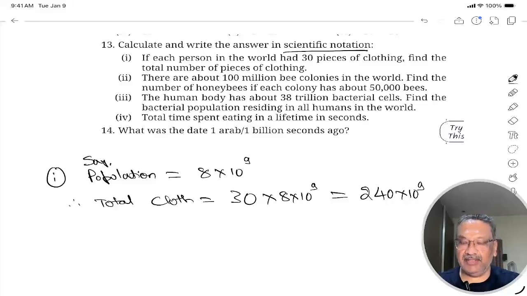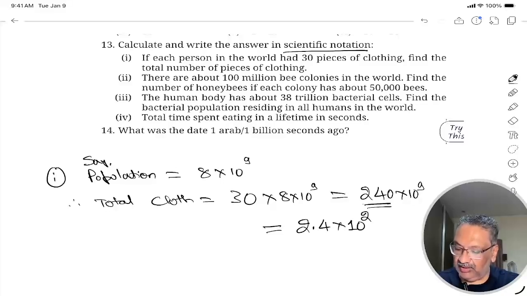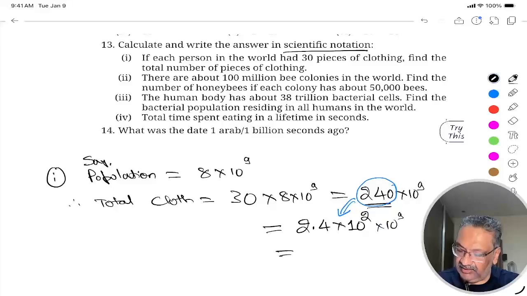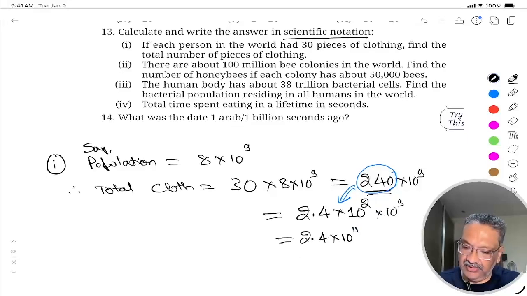Scientific notation ಅಲ್ಲಿ ಬರೀಬೇಕಂದ್ರೆ ಏನು ಮಾಡಬೇಕು ನಾವು ಇದನ್ನ? 240ನ we have to convert it as 2.4 into 10 to the power of 2 ಆಗುತ್ತೆ. This scientific notation of 240 ಏನಾಗುತ್ತೆ? It is 2.4 into 10 to the power of 2 ಅಂತ ಆಗುತ್ತೆ. ಸೊ ಇಲ್ಲಿ ಮುಂದೆ ಇಂಟು 10 to the power of 9 ಇದೆ. ಸೊ ದಿಸ್ ಈಸ್ ಈಕ್ವಲ್ ಟು 2.4 into 10 to the power of 11. ನೆಕ್ಸ್ಟ್ ಕ್ವಶನ್.